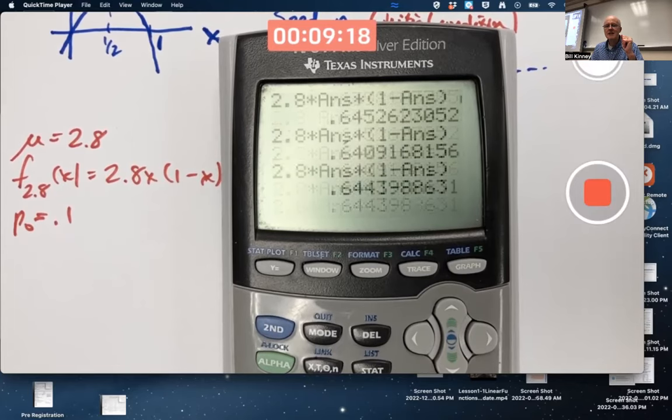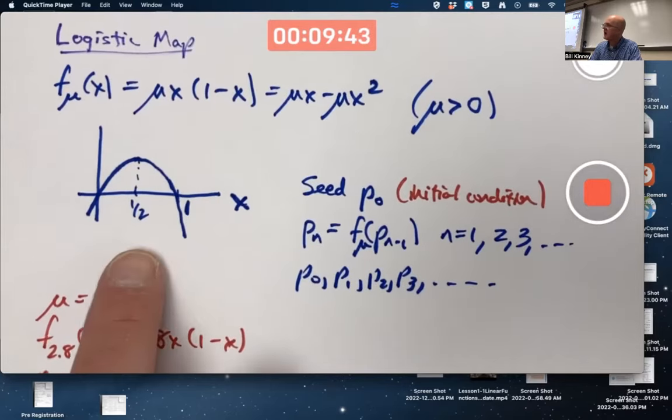It does look like these numbers are converging to somewhere about 0.643. To 3 decimal places, it would round to 0.643. So it's converging, but kind of slowly, more slowly than you might hope for. Converging to what? Well, about 0.643, but what would it mean in terms of this function?